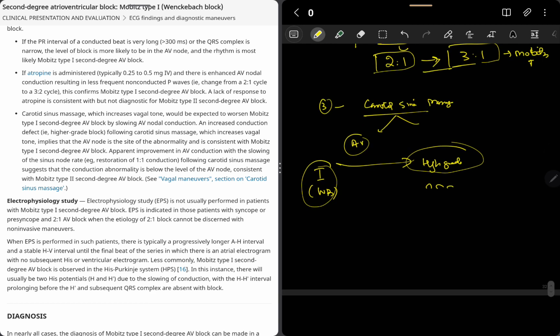But if it doesn't, it does the reverse. That is, conduction goes from 2:1 to 1:1. That improves. How does it improve? This apparent improvement in AV conduction with the slowing of the sinus node rate, for example, restoration of 1:1 conduction following carotid sinus massage, suggests that the conduction abnormality is below the level of the AV node. So if it is at the level of the AV node, then it is Mobitz type 1. If it is below the level of the AV node, then it is Mobitz type 2 second degree.